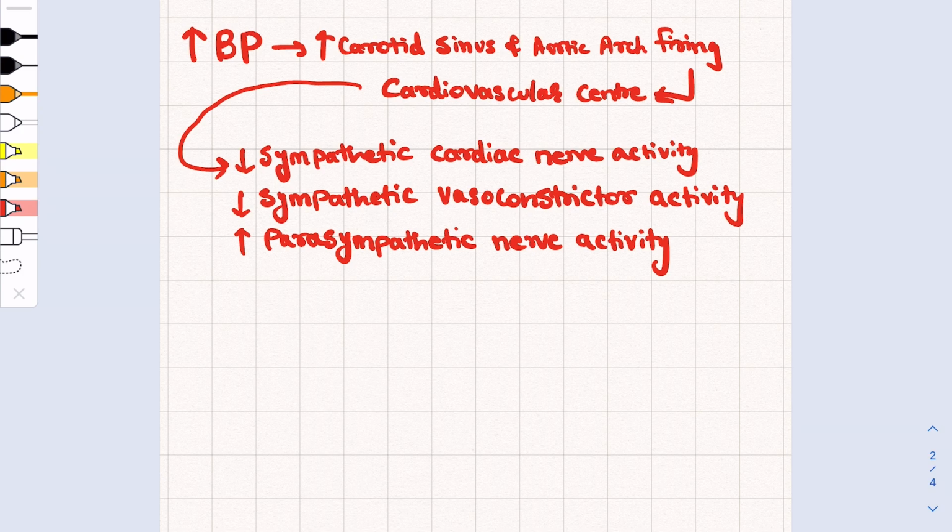Now, decrease in sympathetic nerve activity and increase in parasympathetic nerve activity causes the heart rate and stroke volume both to decrease. Now, decrease in heart rate and stroke volume causes the cardiac output to decrease, and total peripheral resistance to also decrease, and decrease in cardiac output causes a decrease in blood pressure.